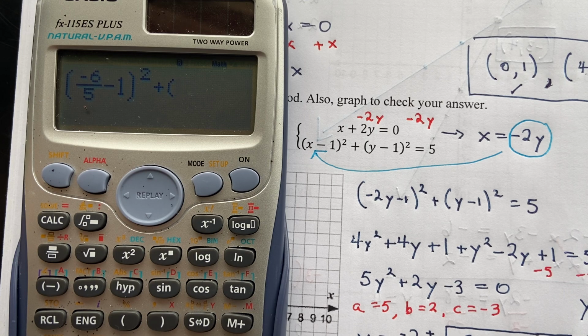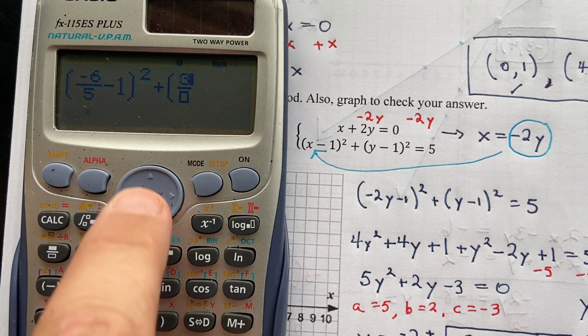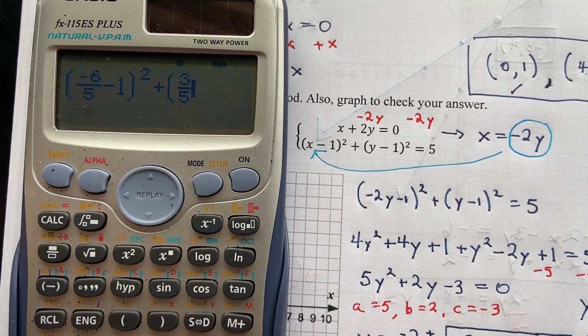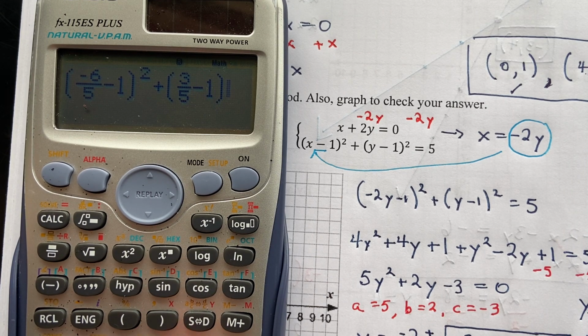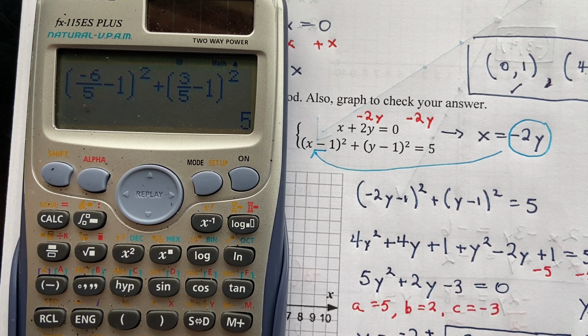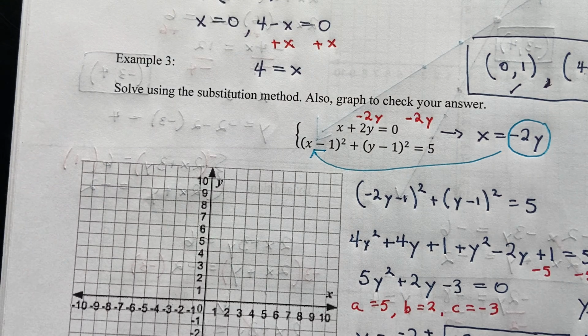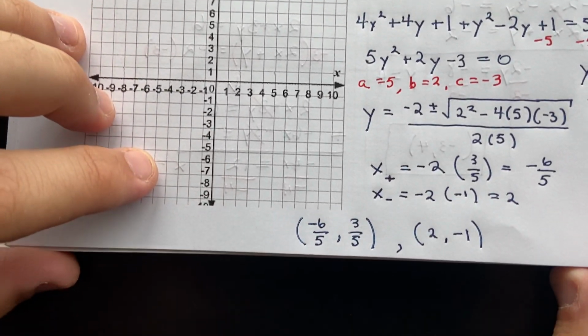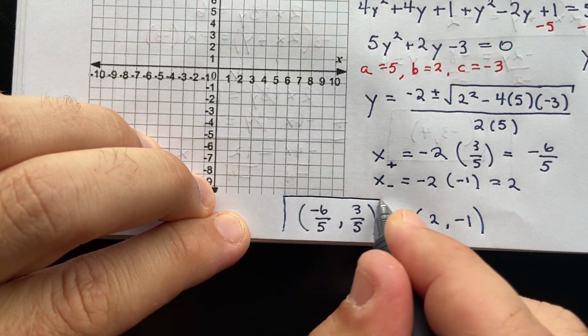Now the y was 3/5. And here we're hoping for a 5, this 5. Good, so that's a good sign. So I'm happy with these. I'm not even going to check the 2, -1.